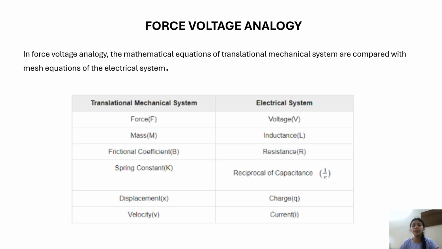By replacing the translational mechanical system by the electrical system, force is replaced by voltage, mass is replaced by the inductor L, frictional coefficient B is replaced by the resistance R, and the spring constant K is replaced by the reciprocal of capacitance, that is, 1 by C. Here displacement x is replaced by the charge Q, and velocity v is replaced by the current I.